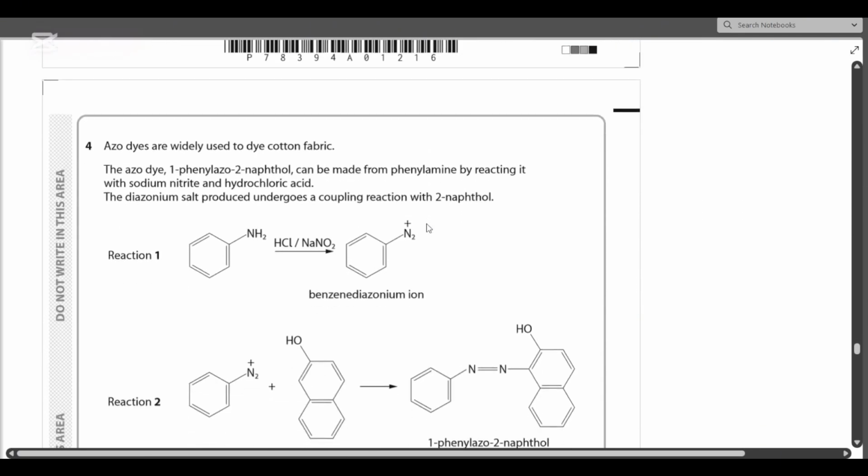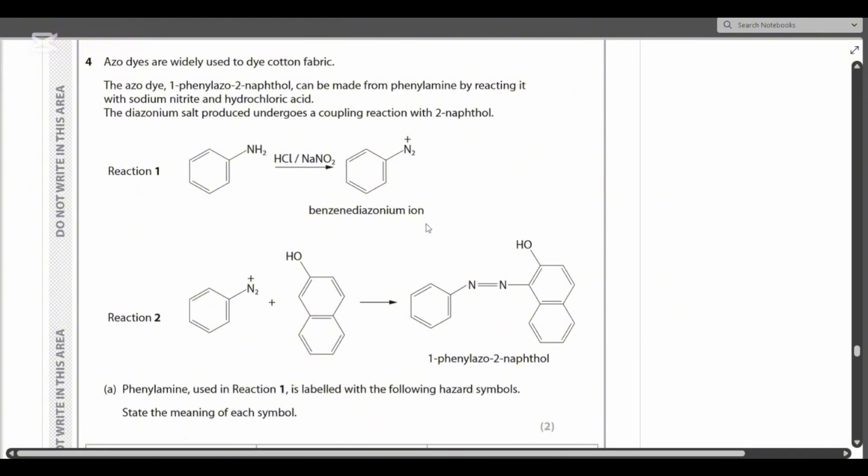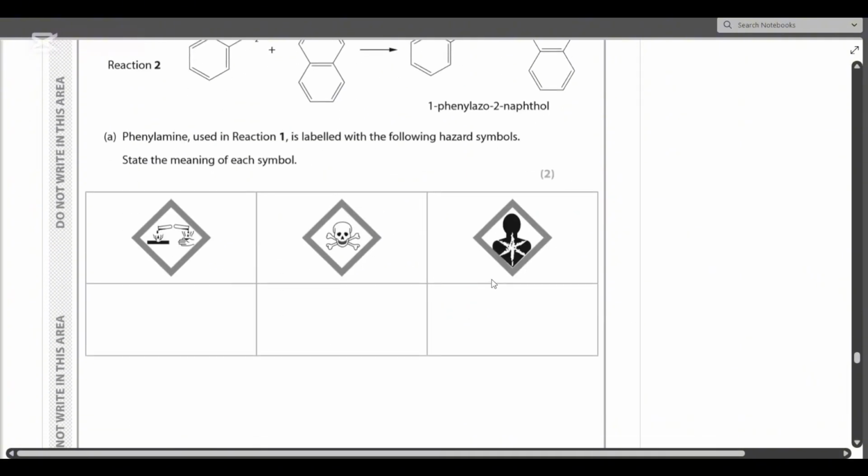Moving on, the next part, number 4, the question is about azo dyes, which are used to dye cotton fabric. The azo dye 1-phenylazo-2-naphthol can be made from phenylamine by reacting with sodium nitrite and hydrochloric acid. So the reaction here is provided, and you can see very clearly the benzene diazonium ion then undergoes a further coupling reaction with 2-naphthol, producing 1-phenylazo-2-naphthol, an azo dye, right here.